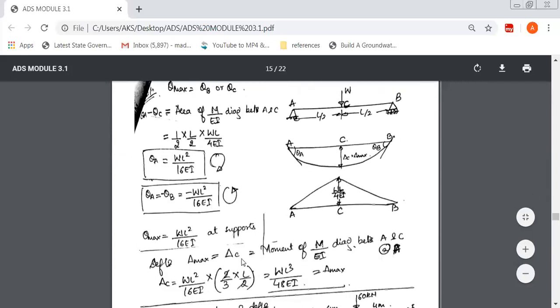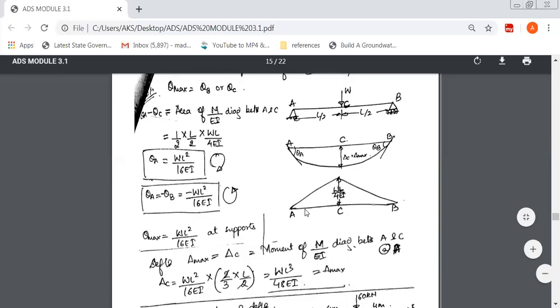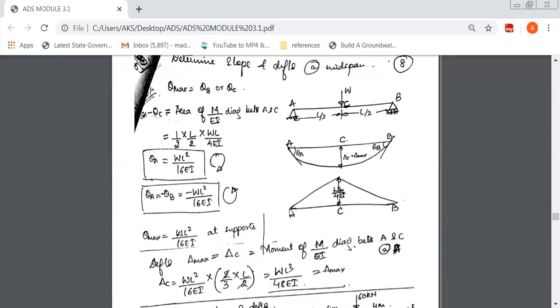So theta C is nothing but the moment of M over EI diagram, that is, moment of area of M over EI diagram between A and C, about A. So we are going to consider only this portion because theta B would be just the opposite. So we are taking an M over EI diagram only about AC. Now see here, we will always find moment about the support at this portion.